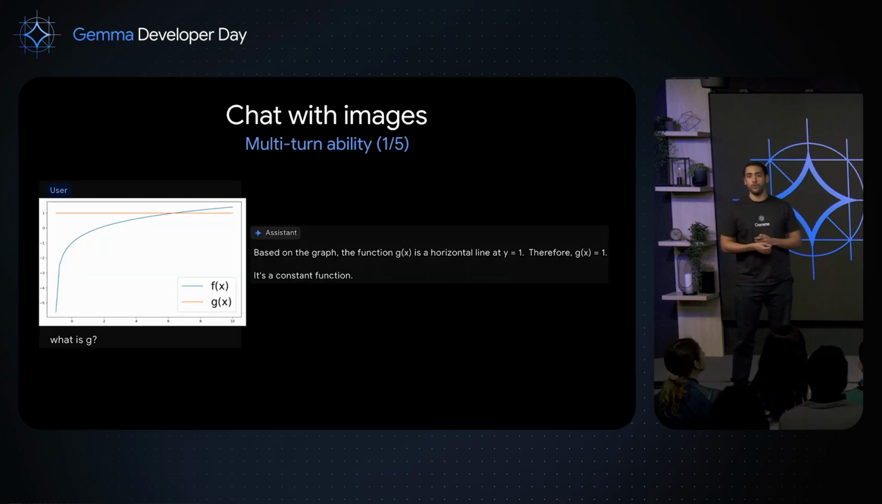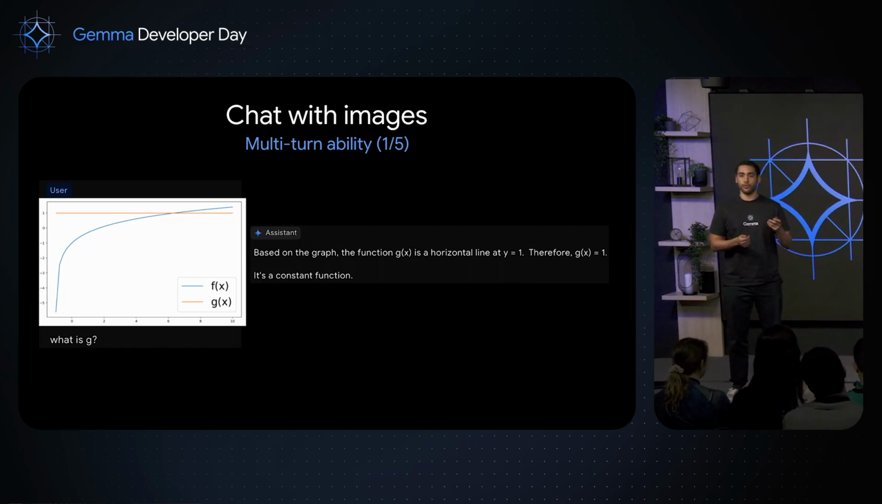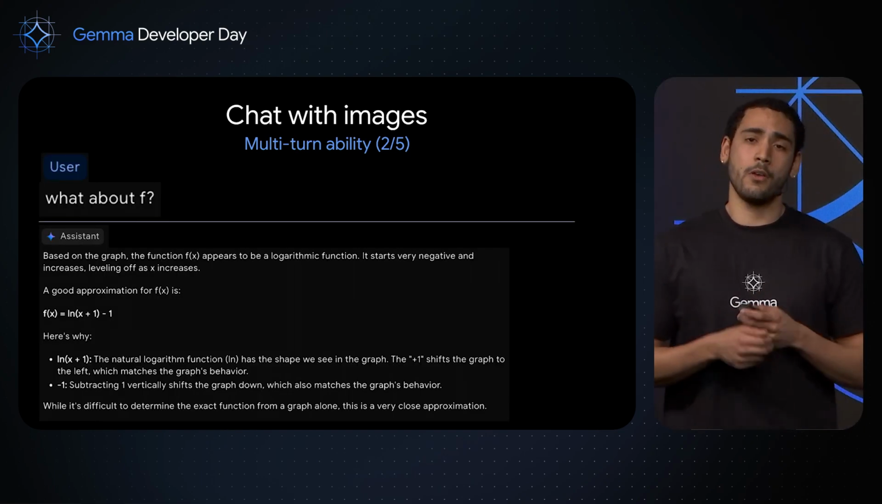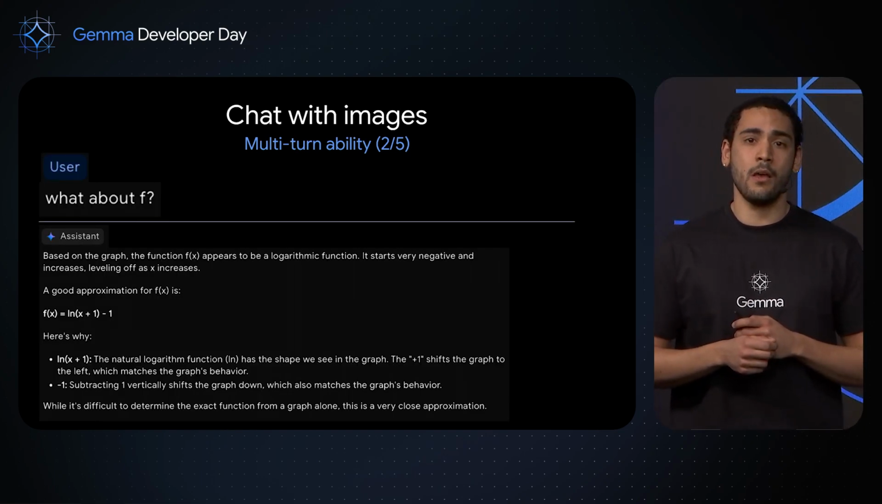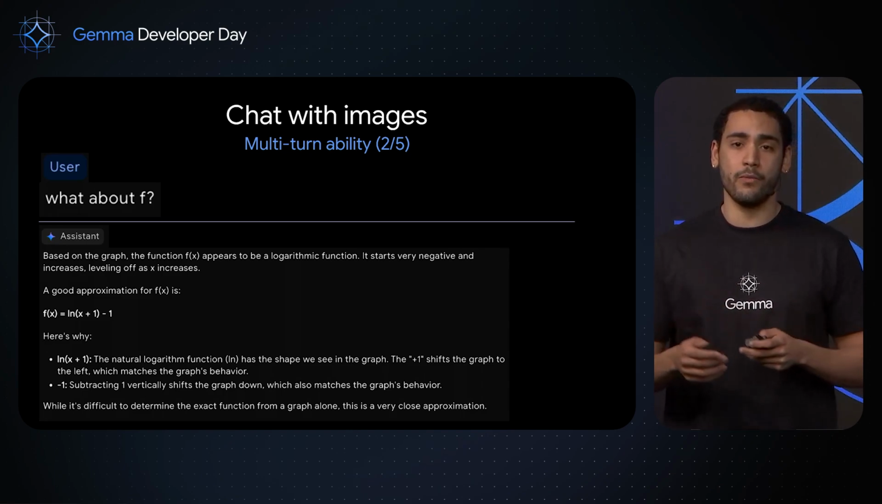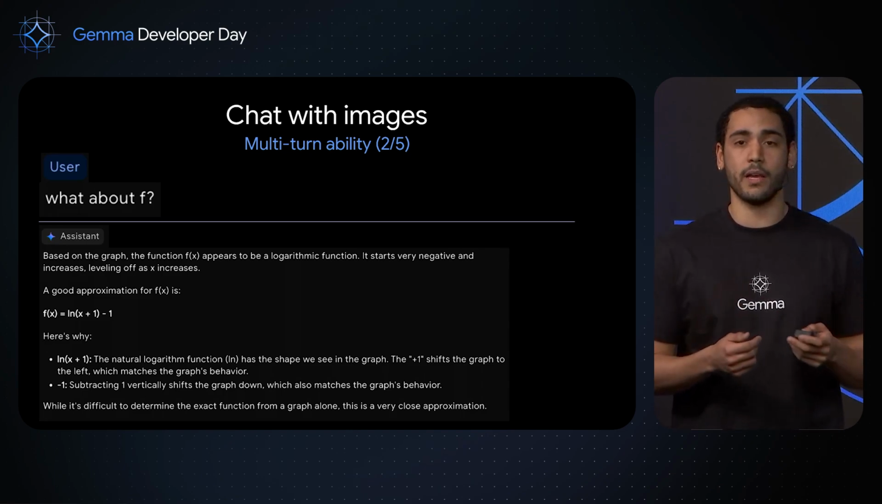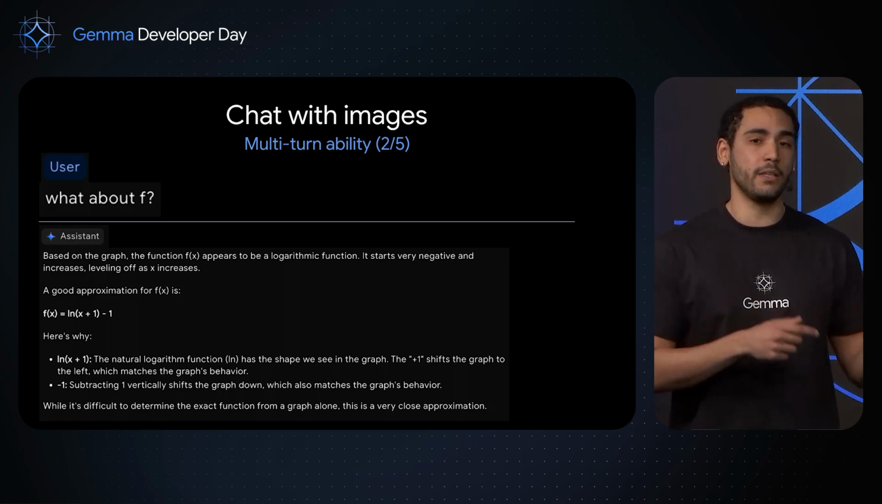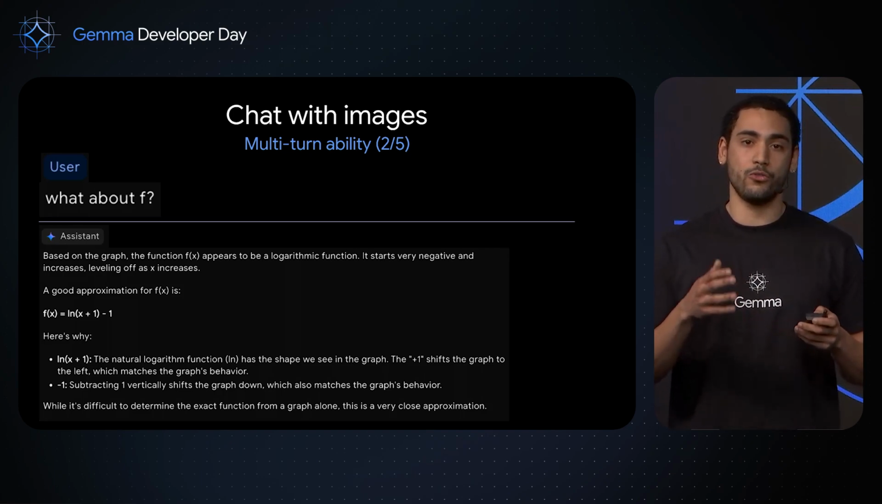Then for our last example, we have a simple plot with two functions, and we ask a bunch of questions to Gemma. First one, pretty simple. What is G? Gemma understood that G is the horizontal line at y equals 1. Then, a bit more tricky question, what about F? Here, you have to make some guesses by looking at how the curve behaves. And actually, Gemma made the right guess that F is ln x plus 1 minus 1, and then gave some explanations on why it decided to choose this approximation.